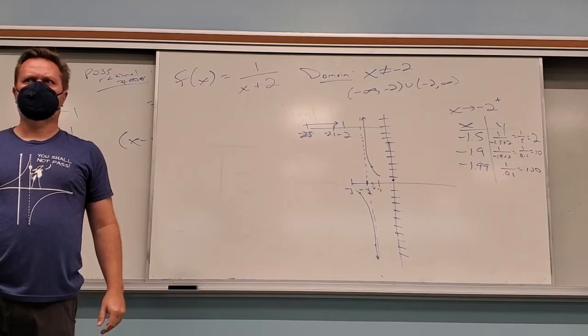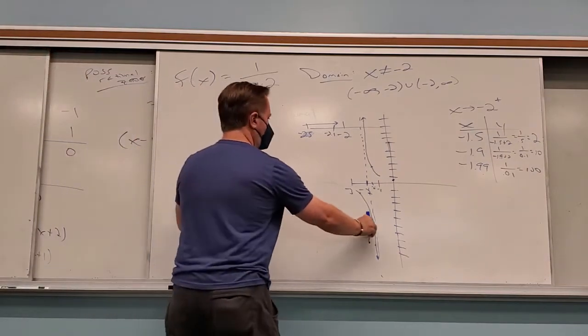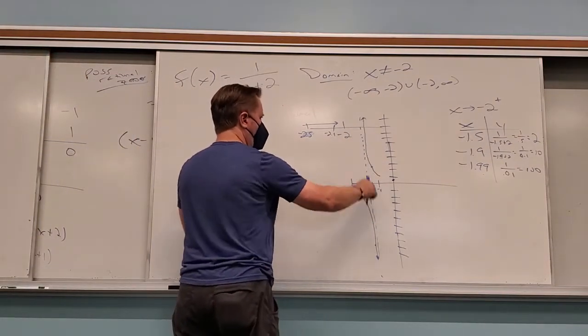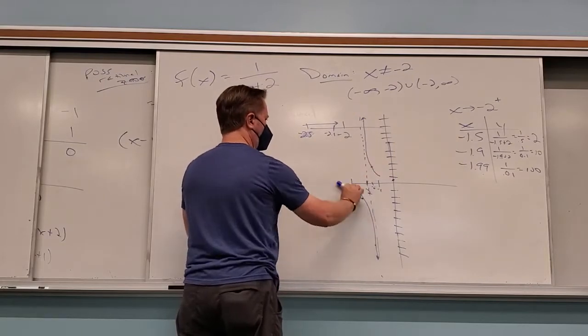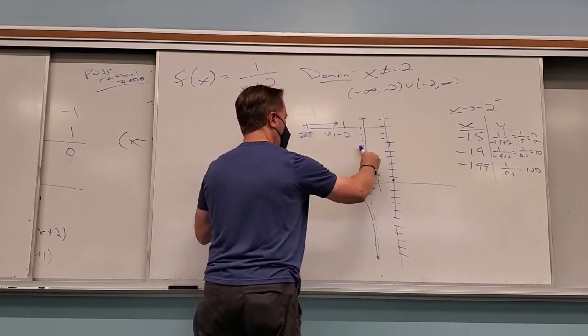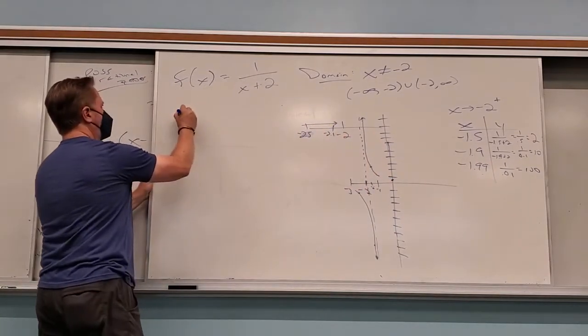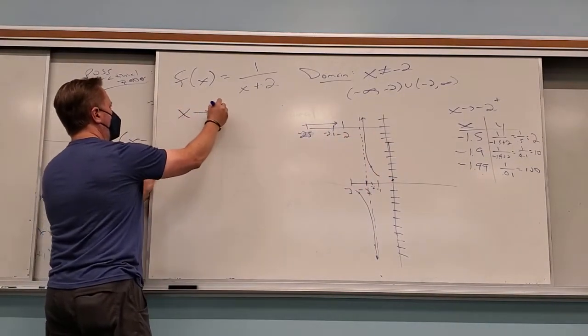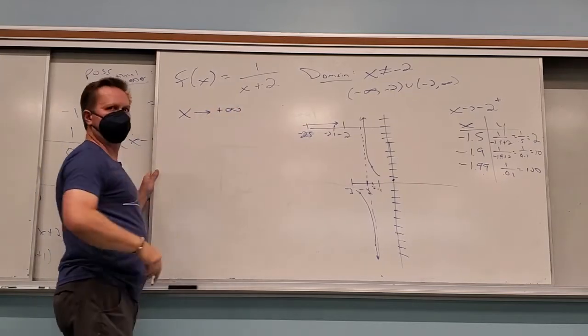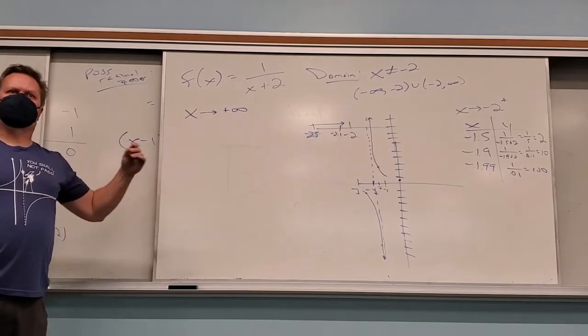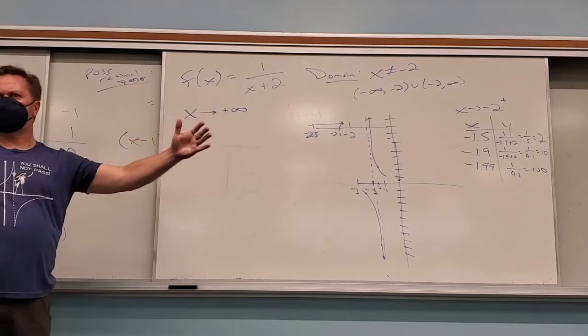Okay. So now I'm really curious. I know what it does right around negative 2. It does this weird thing on both sides, right? But now I'm curious, what if x gets really big? So now I'm curious what happens when x goes to positive infinity. What happens if I let x get really big? What does this function do?